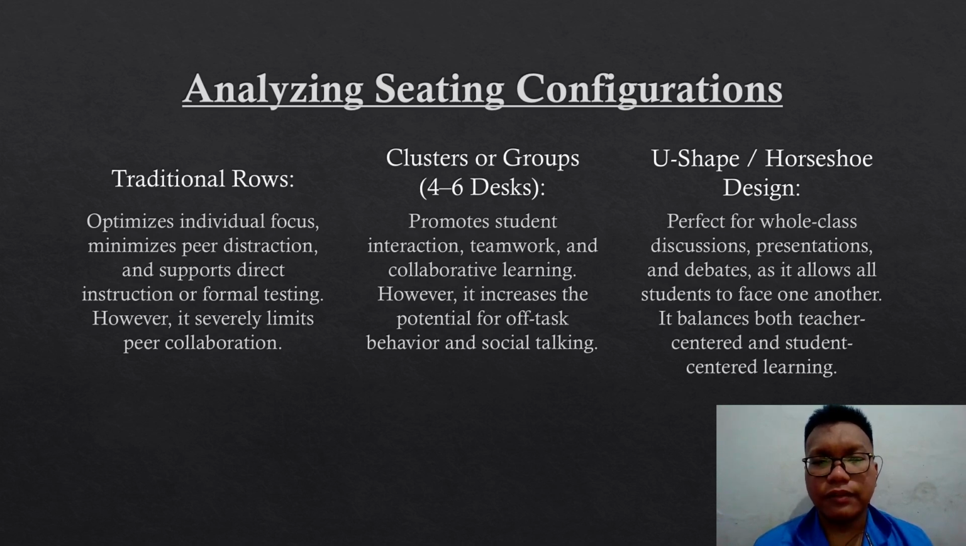Analyzing seating configuration. There are three seating configurations in the classroom. First is traditional rows, which optimize individual focus, minimize peer distraction, and support direct instruction or formal testing. However, it severely limits peer collaboration, so students can only work by themselves without talking with others.